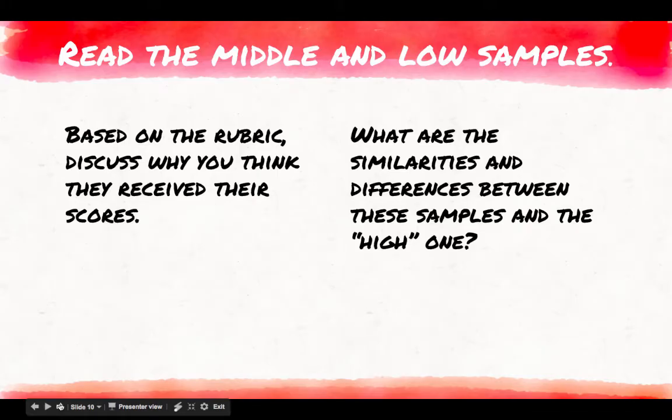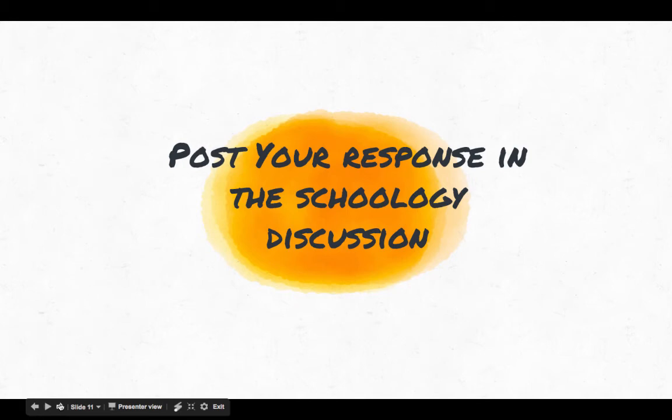Now you will read the middle and the low samples. Based on the rubric, discuss why you think those samples received the score they were given. What are the similarities and the differences between these samples and the high one? Post your response in the Schoology discussion.